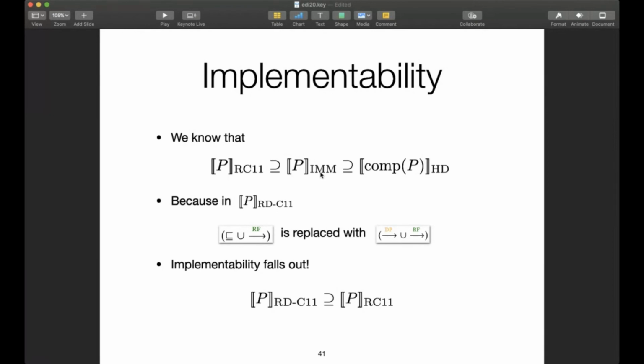And what we do is we show that our model is a sound approximation of the RC11 model. And the intuition of this is fairly solid. They make a stronger restriction than we do, that PO union RF is acyclic, and our dependency union RF restriction is just a weaker restriction, so we allow more things.